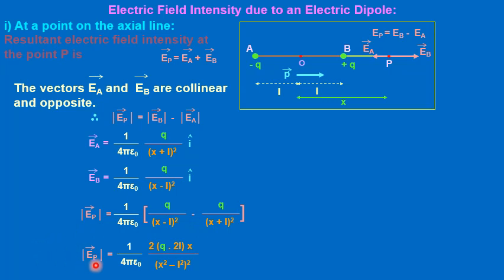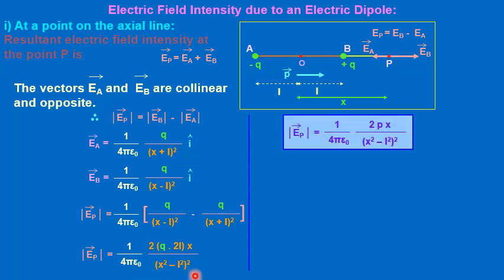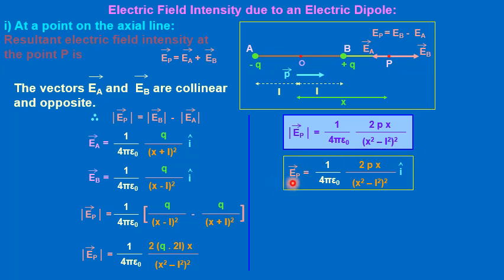Magnitude of EP vector is equal to 1 upon 4 pi epsilon naught 2 into Q into 2L into x upon (x square minus L square) whole square. Magnitude of EP vector is equal to 1 upon 4 pi epsilon naught 2px upon (x square minus L square) whole square. EP vector is equal to 1 upon 4 pi epsilon naught 2px upon (x square minus L square) whole square into I cap.